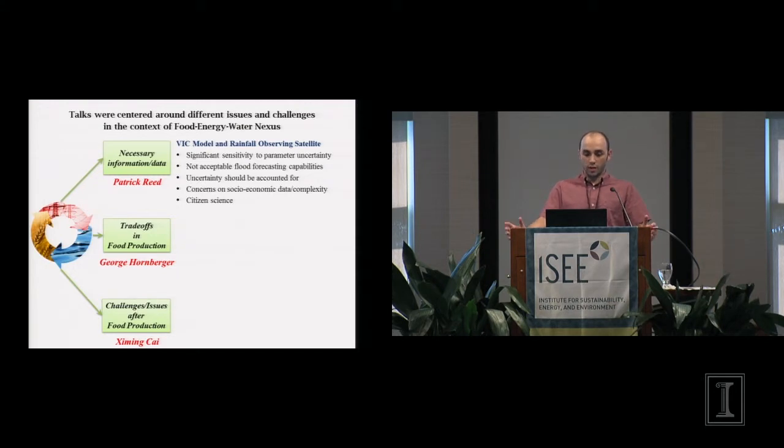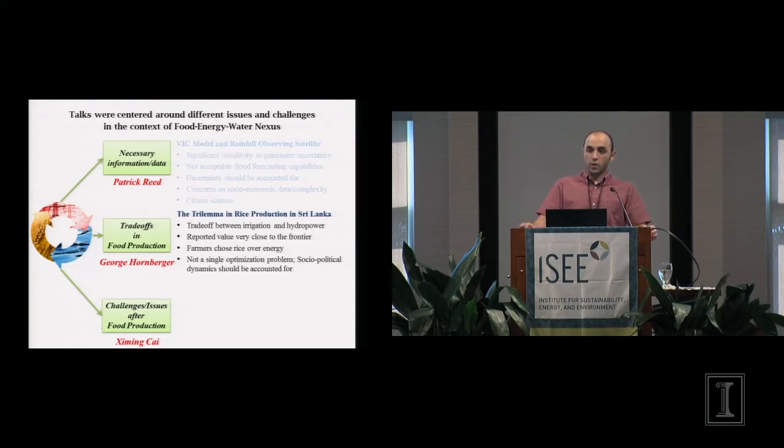The second topic that was targeted by Dr. Hornberger was the trade-offs between water, energy, and food in rice production systems. He brought up the case study of rice production in Sri Lanka, in which 33% of the population is involved in agriculture. He showed that the trade-off does exist between water requirement for irrigation and water requirement for hydropower generation. But the most interesting point of his presentation, at least in my opinion, was the fact that the reported value of energy production and rice production was very close to the semi-analytical frontier.